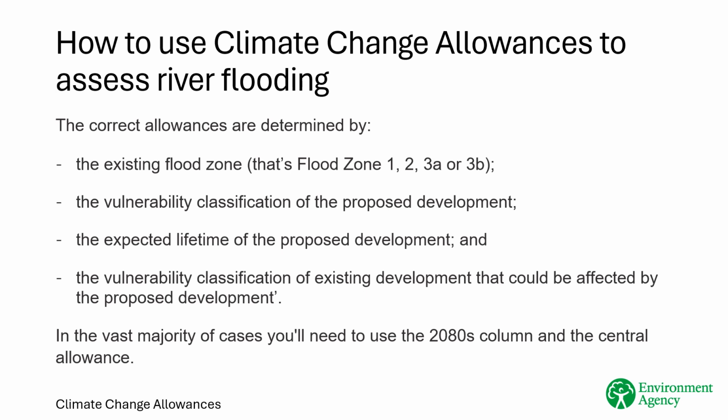The correct allowances are determined by the existing flood zone. That's flood zone 1, 2, 3A or 3B. The vulnerability classification of the proposed development, the expected lifetime of the proposed development, and the vulnerability classification of existing development that could be affected by the proposed development. In the vast majority of cases, you'll need to use the 2080s column and the central allowance. In some rare cases, a different allowance may apply.